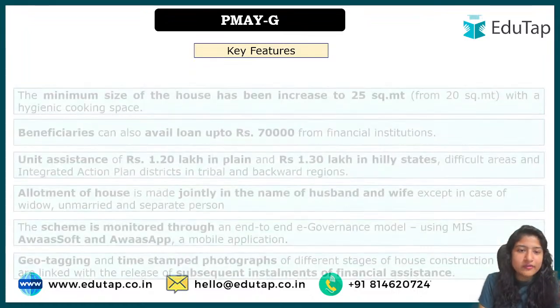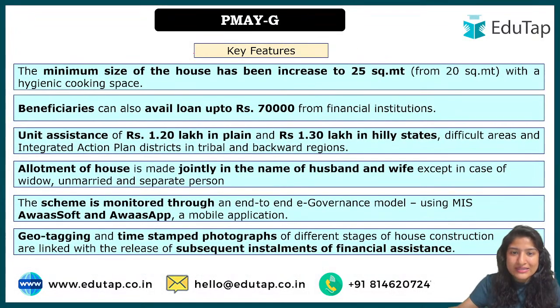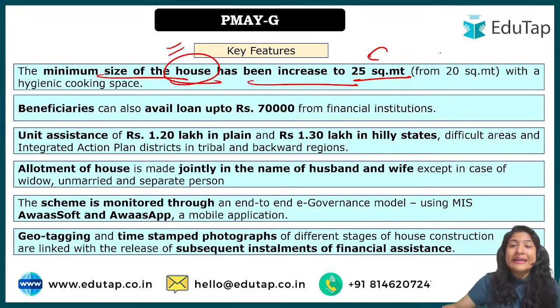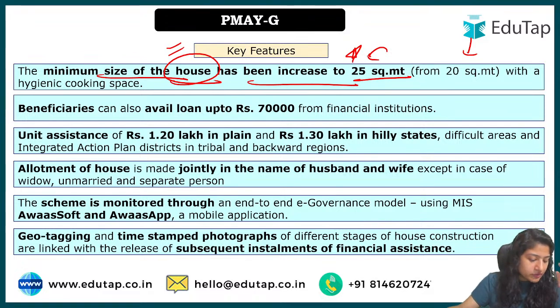Now a little bit is left, and these are the key features which you need to remember. The minimum size of the house has been increased to 25 square meters. Initially, when Indira Awas Yojana was running at that time, it was 20 square meters, but now it is 25 square meters. It is important to remember from the examination point of view. It is very important.